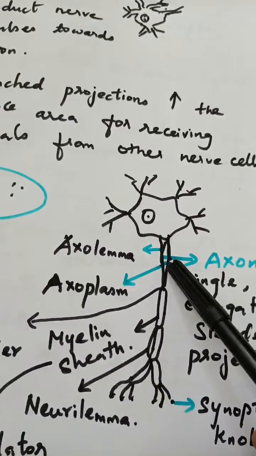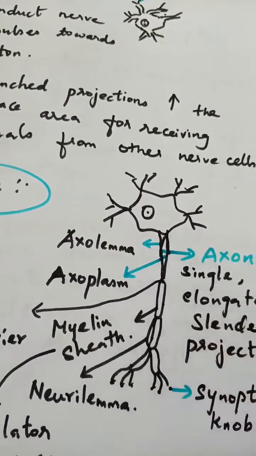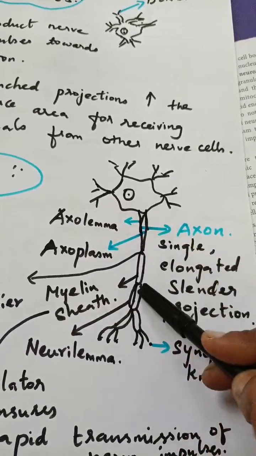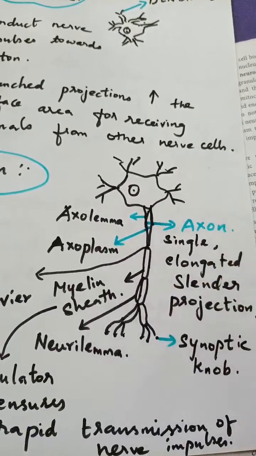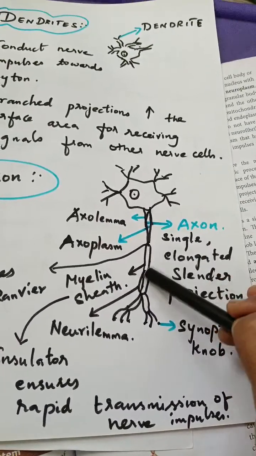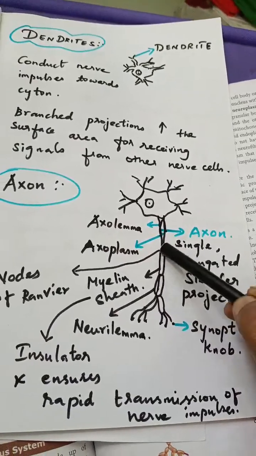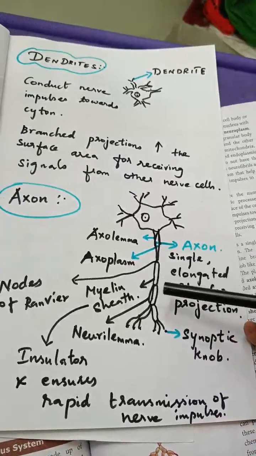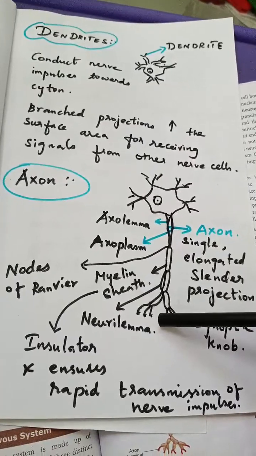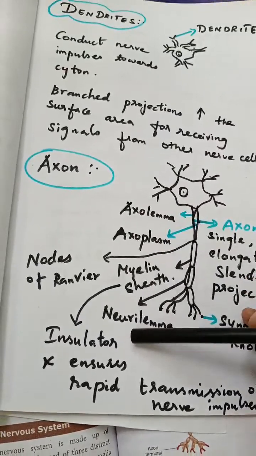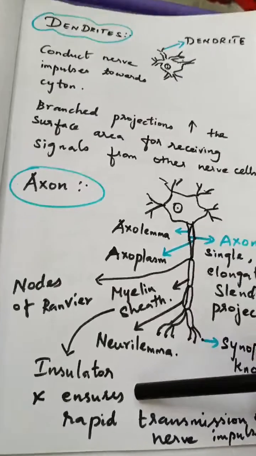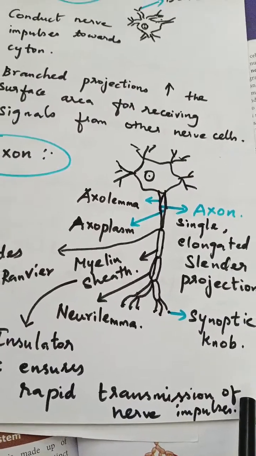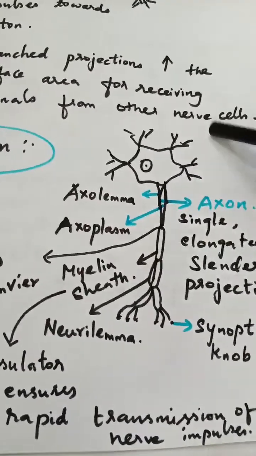Like the cytoplasm in the cell. The axon has the axoplasm, and its structure is a single elongated and slender projection which is continuous from the cyton, that is the cell body. And the next, the axon is protected by the myelin sheath, and it has the nodes of Ranvier in between the myelin sheath, and this myelin sheath is again covered with a protective layer known as the neurolemma, and it is an insulator and also ensures the rapid transmission of nerve impulses. Is that clear? So this is about the axon structure.